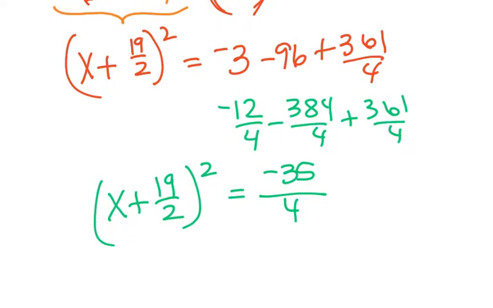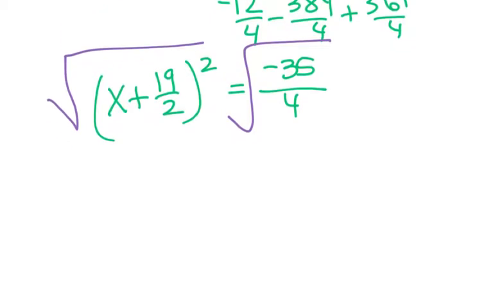So I'm going to go now and solve for x. I'm going to take the square root of both sides. On the left-hand side, I'm going to be left with x plus 19 halves. Do not turn that into a decimal. On the right-hand side, I'm going to have plus or minus.